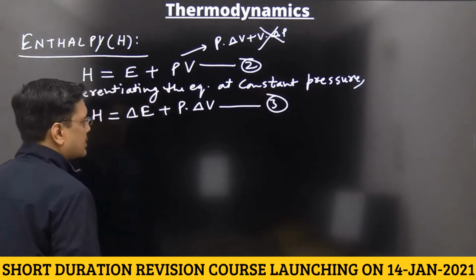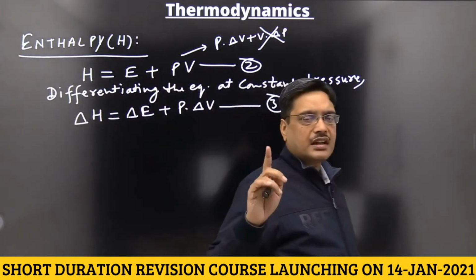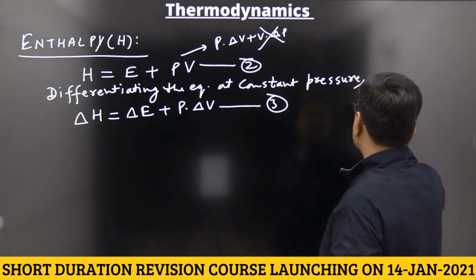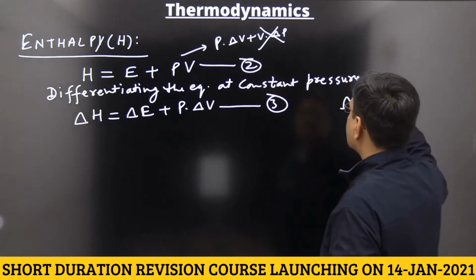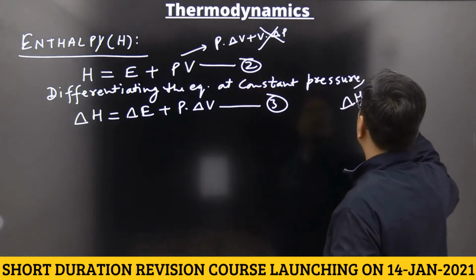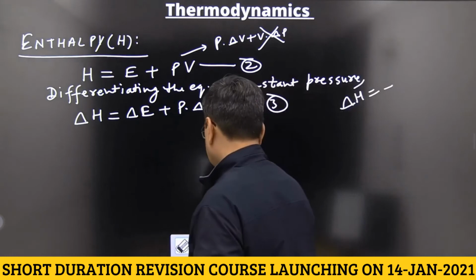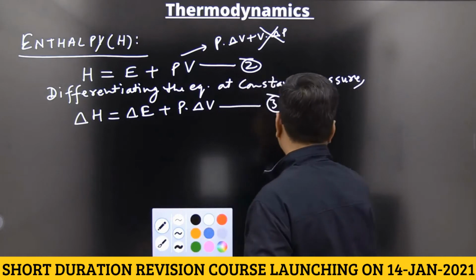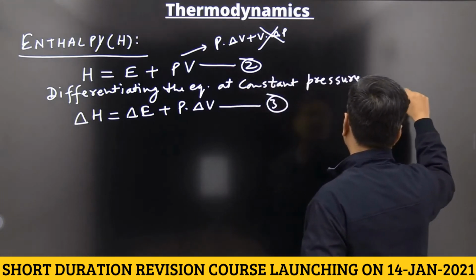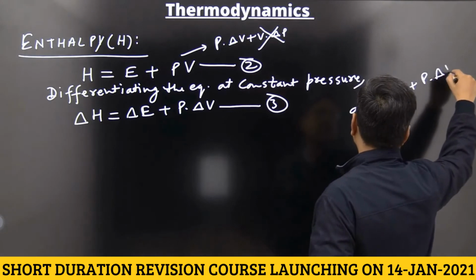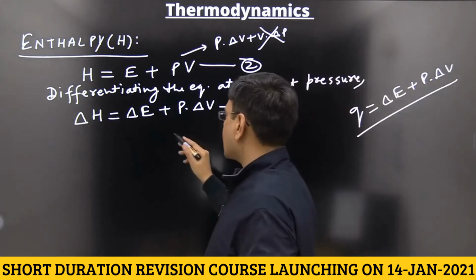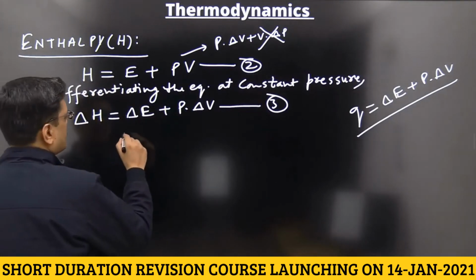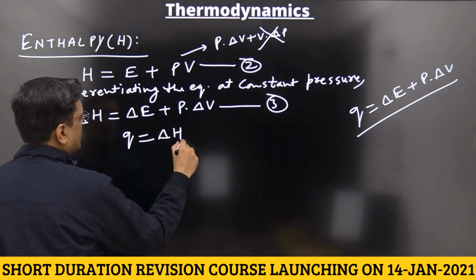Now you see equations 1 and 3. Equation 1 is the mathematical form of the first law of thermodynamics: Q is equal to delta E plus P delta V. It is also present at constant pressure. See here, the right hand sides of both equations are the same. So we can say that Q is equal to delta H.